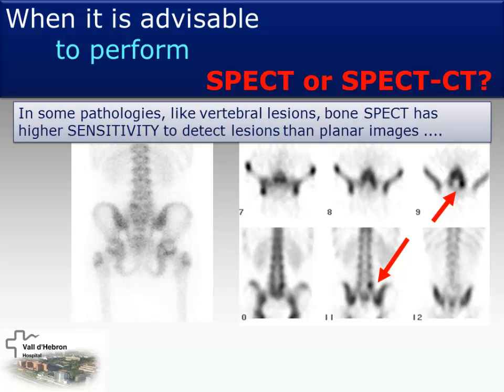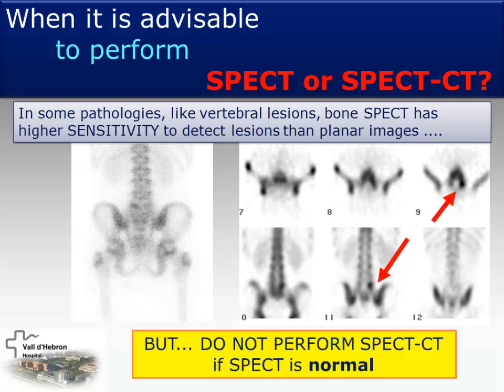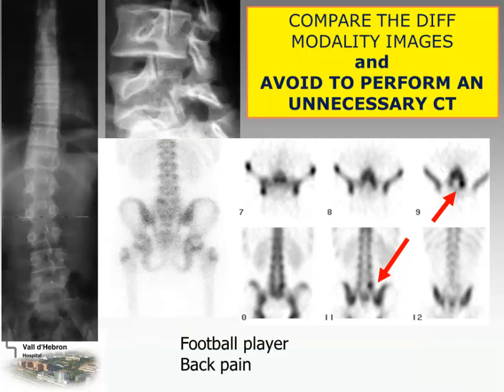And what about deciding to perform a SPECT or SPECT-CT? It's very well known that the sensitivity of the SPECT is higher than planar images to detect small lesions, like in this case of spondylolysis. But I think that we don't have to perform a SPECT-CT instead of a SPECT, due to the dosimetry, if the SPECT is normal. Then we have to compare different modality images and avoid performing unnecessary CTs.